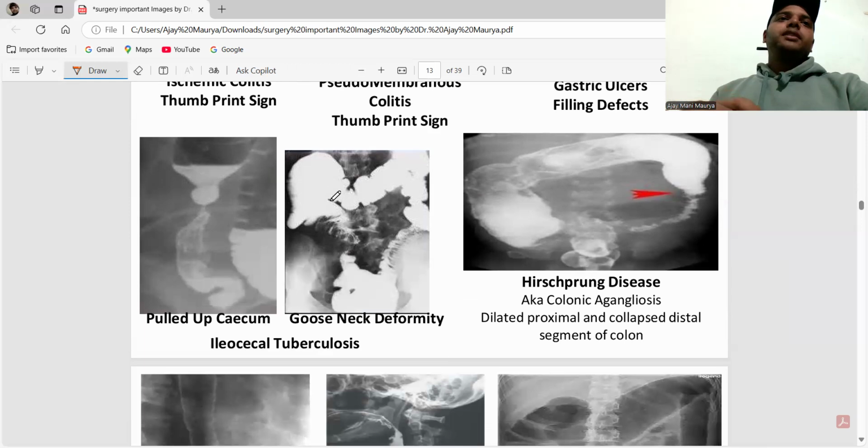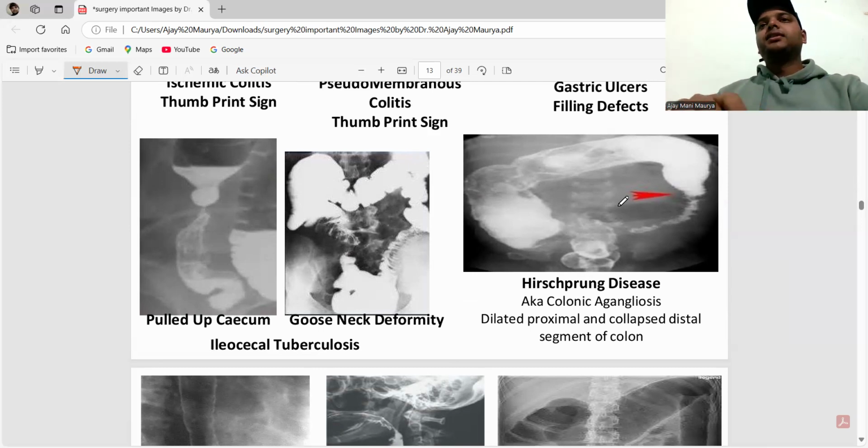This is, guys, the pulled up cecum. See in the ileocecal tuberculosis here, the goose neck deformity. This is Hirschsprung disease, guys. Remember here.